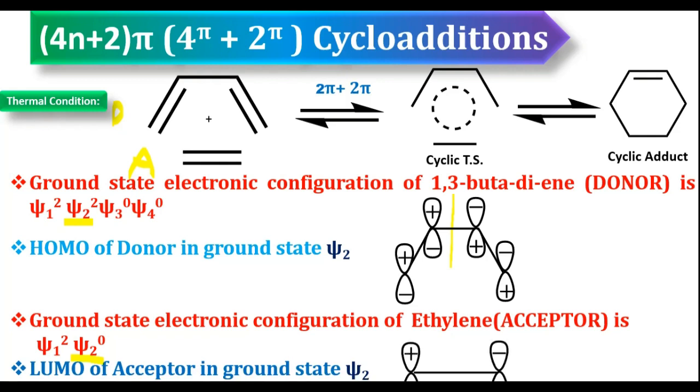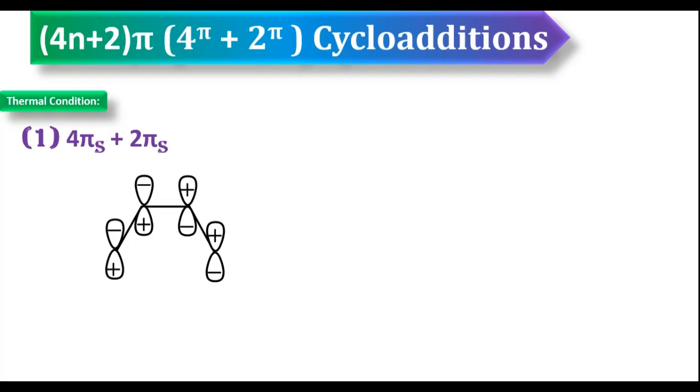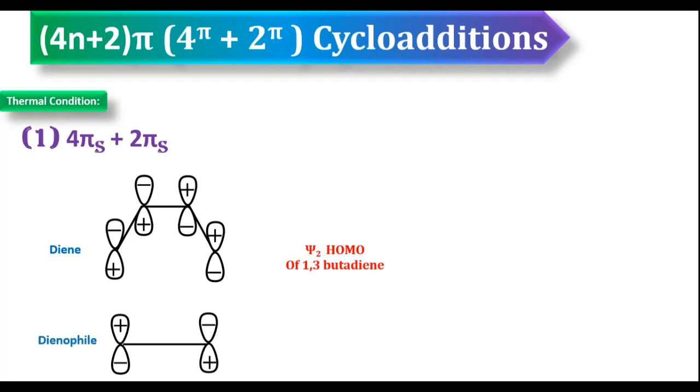So friends, to explain FMO theory, first we are going to start with supra mode of addition, 4 pi s plus 2 pi s. That's why we are taking the psi2 molecular orbital of 1,3 butadiene. This is from the ground state. So diene psi2 is nothing but the HOMO of 1,3 butadiene. Let's take the psi2 molecular orbital from the dienophile. This is psi2 of ethylene, the molecular orbital you can also call the LUMO.